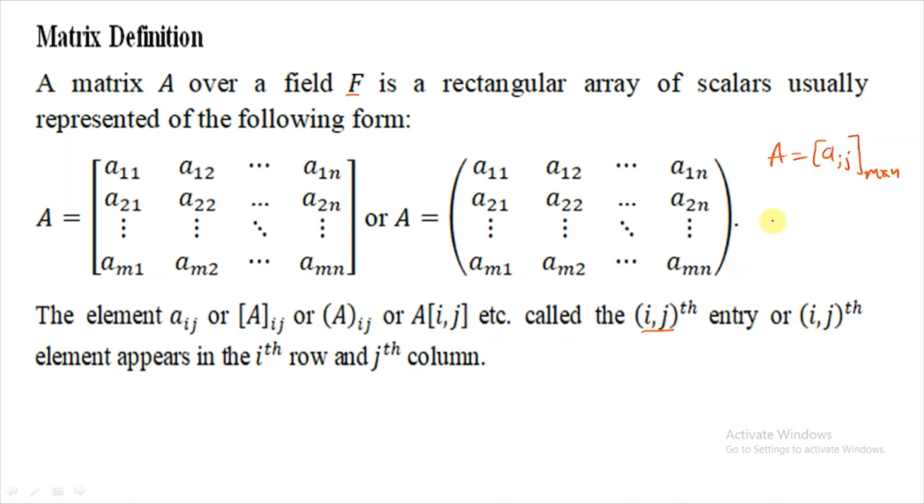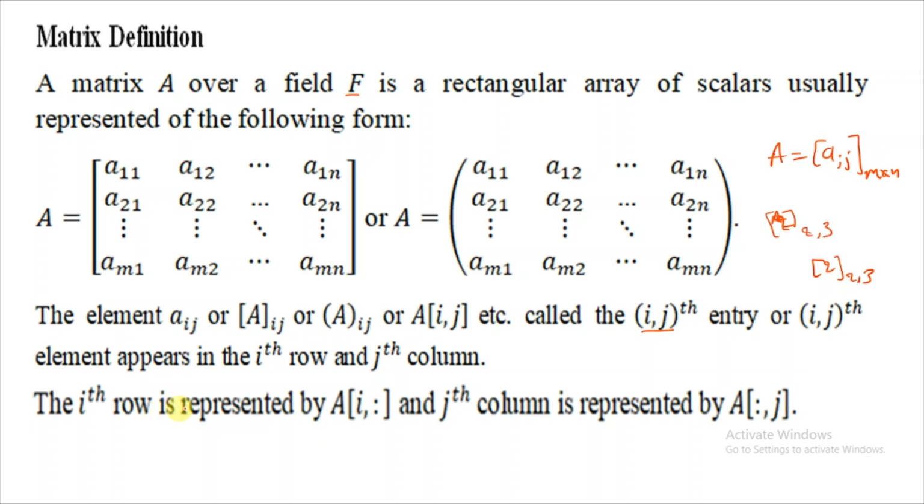Suppose I write a(2,3). That means the second row, third column element. The ijth entry or ijth element is in the ith row and jth column, like second row and third column. The ith row is represented by A(i,:). This is notation. And the jth column is represented by A(:,j).